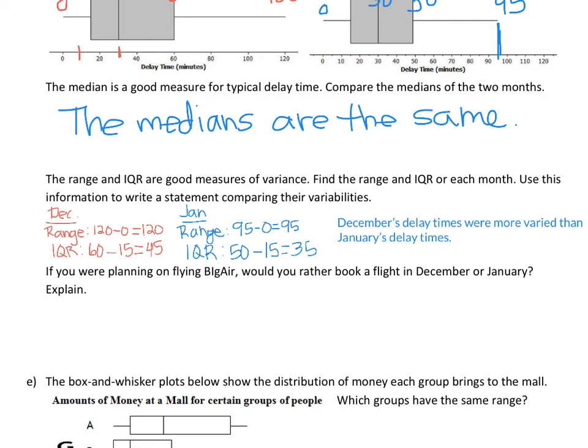If you were planning on flying Big Air, would you rather book a flight in December or in January? Well, if December has longer delay times and is more varied in its delay times, I would much rather fly in January, because they're more consistent with their delay times. So let's put that down into some words. January, because flights are likely to be delayed longer in December than in January. And go ahead and finish letter E, which is comparing 4 different box plots.